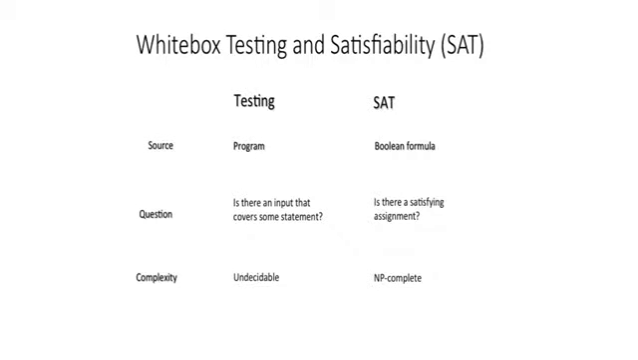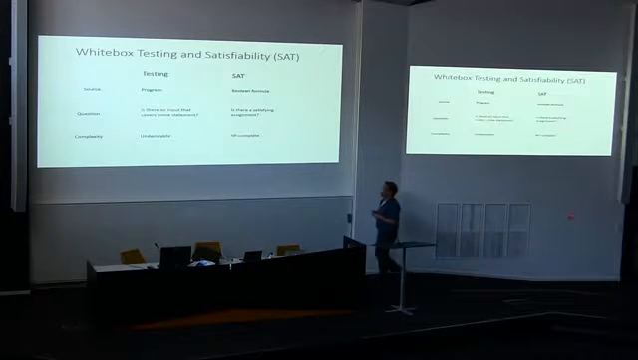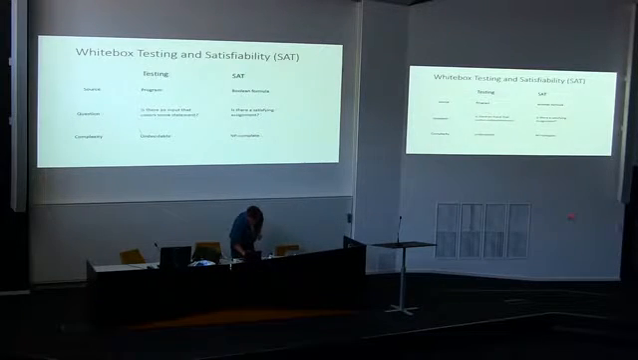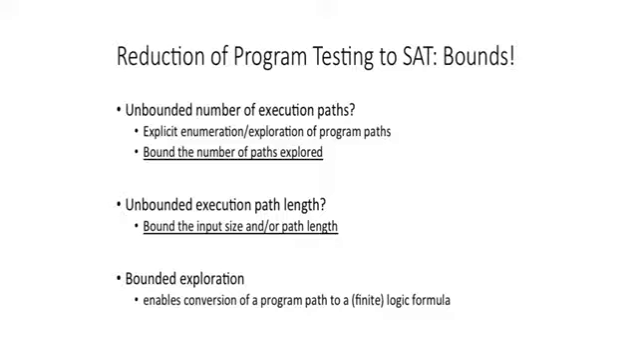Okay, so coming back to this picture then. We're a little bit more familiar now with what the SAT solver is going to do. So the question is, how do we reduce the question of testing a program into SAT? And the answer is very simple. We're going to bound everything. So people have heard of bounded model checking, finite exploration.